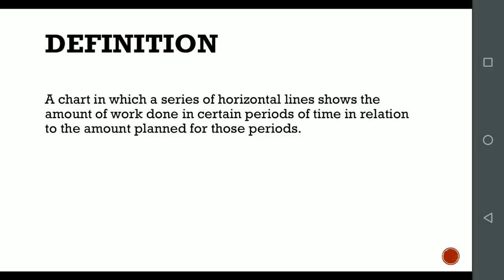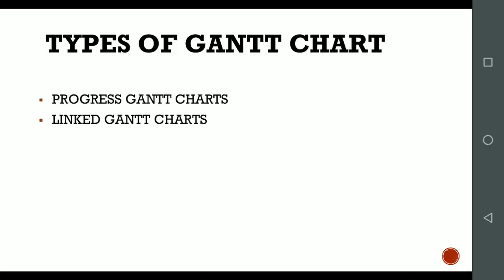Talking about the definition of the Gantt chart, a Gantt chart is a chart in which a series of horizontal lines shows the amount of work done in a certain period of time in relation to the amount planned for those periods. It is the graphical presentation of the time taken to get a task completed.